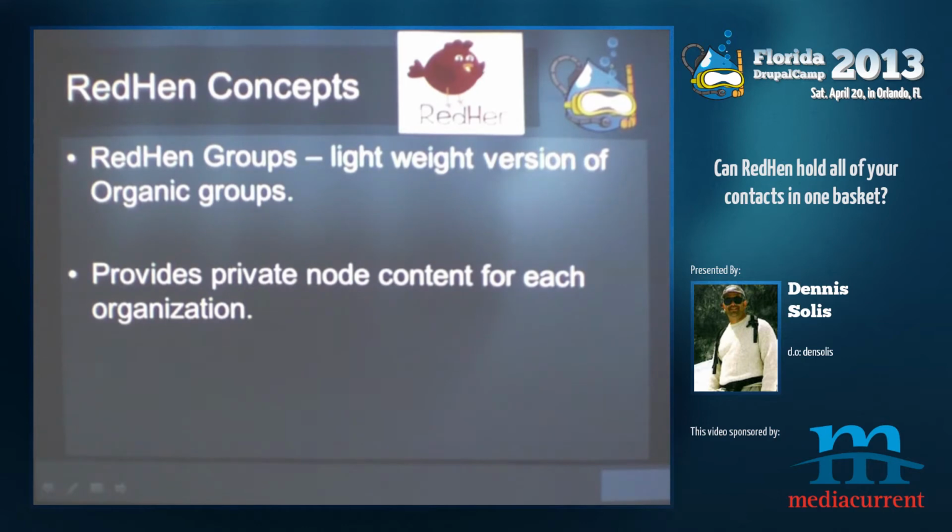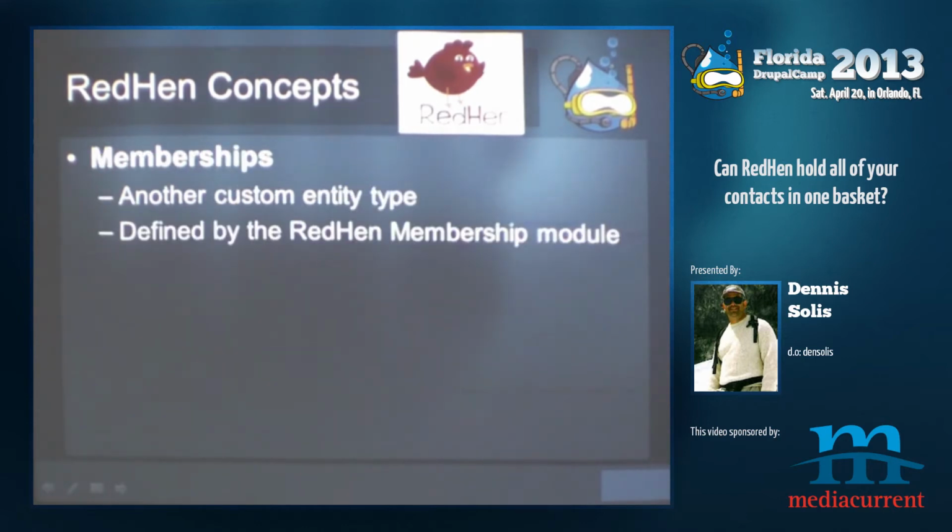So we're not going to talk a whole lot about RedHen groups. Memberships is pretty interesting. I'm not sure we're going to have time to deal with it, but we will see. It's another custom entity type, and the big thing about this, at least for my purposes, was the new and renewal dates. That new and renewal date also interfaces back into Drupal Commerce so that you can get your members to pay for their renewal, their dues, via the website.